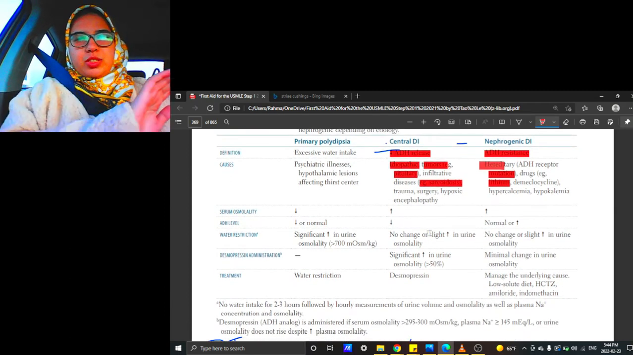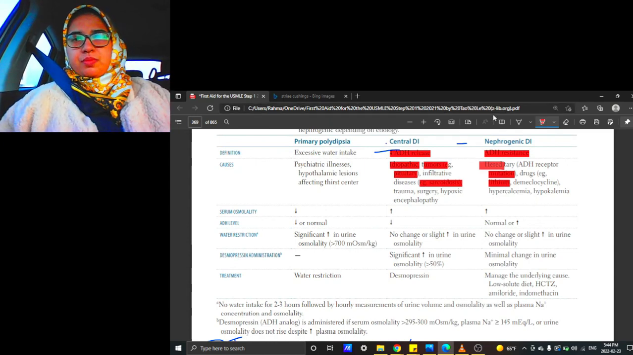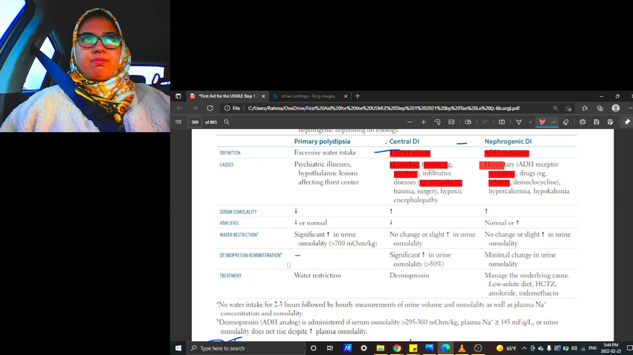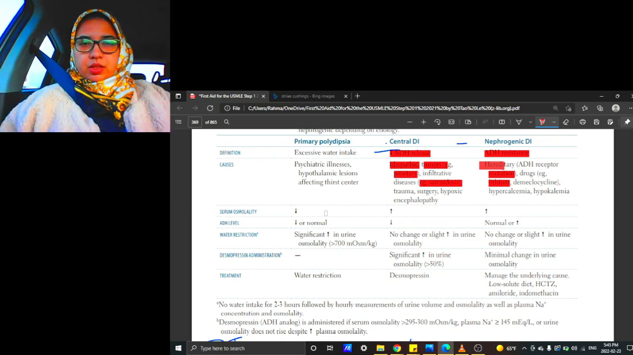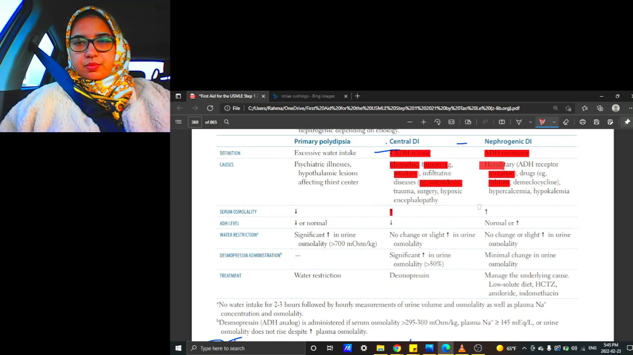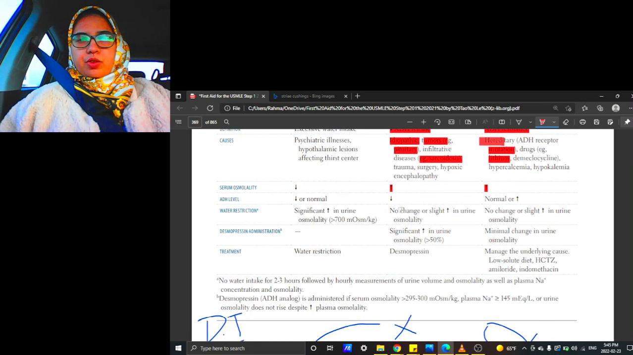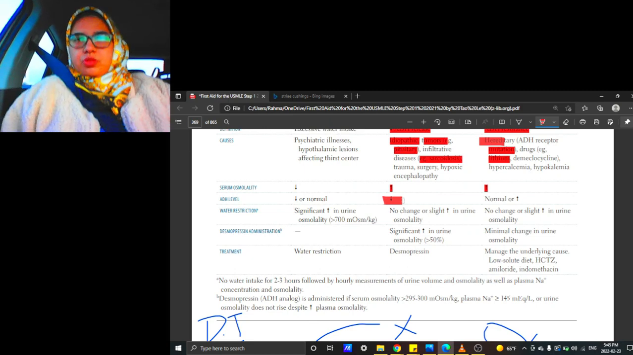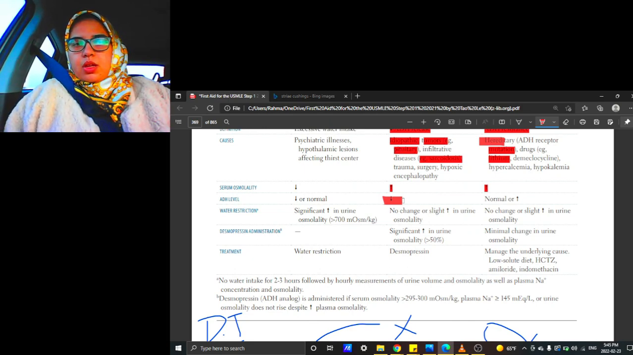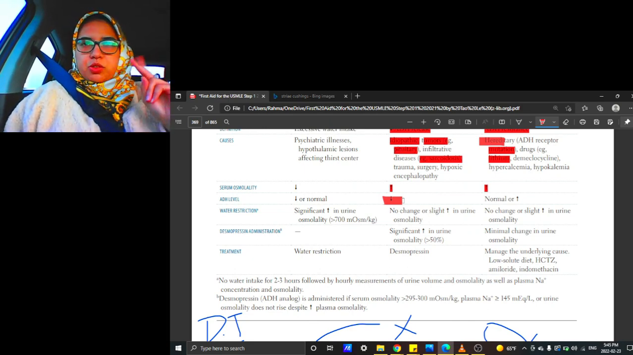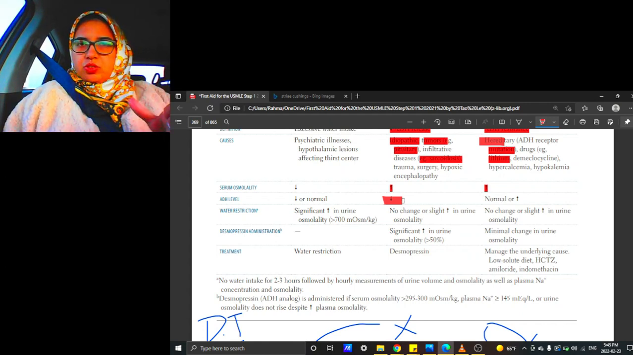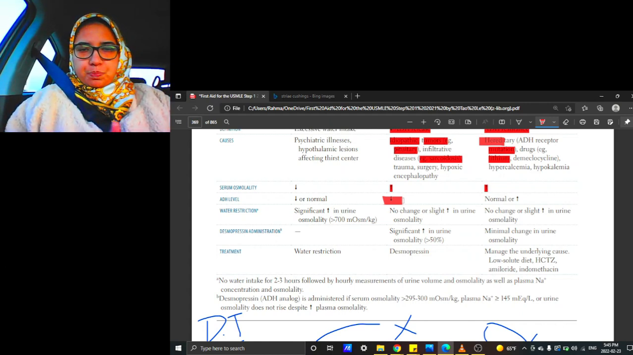So let's understand, and we'll get to polydipsia later. But let's understand what's going on with serum osmolality. Well, serum osmolality is going to be elevated. And your ADH level here is really the biggest clue sometimes. So your ADH level definitely is going to be decreased in central because I'm not making it. So we can test two things to figure out, am I dealing with central or am I dealing with nephrogenic?